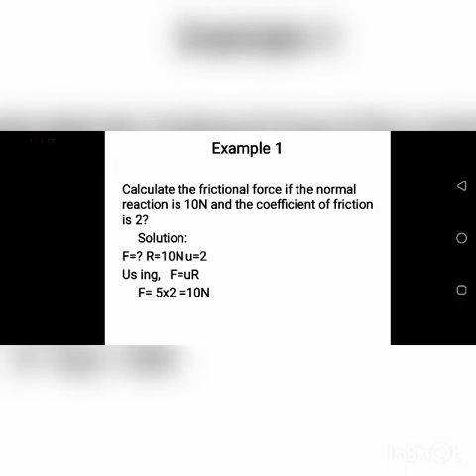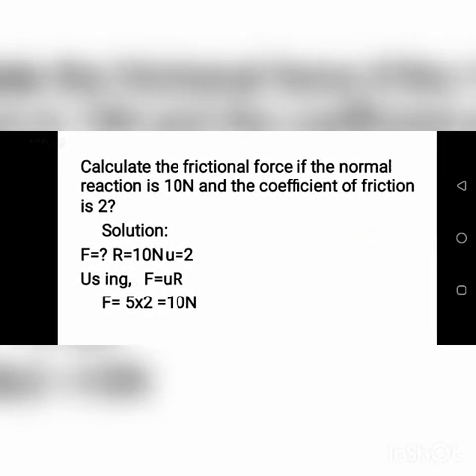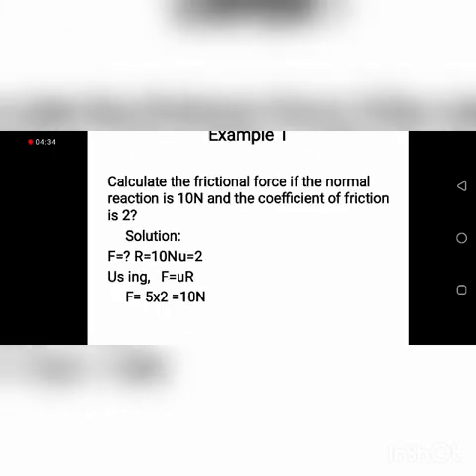Now, from the formula, you're able to do some simple calculation. Example 1. Calculate the frictional force if the normal reaction is 10 Newton and the coefficient of friction is 2. Solution. From this question, frictional force is unknown. Normal reaction, R, is 10 Newton, while mu, the coefficient of friction, is 2. So using the formula F is equal to mu R, the frictional force is equal to 10 times 2, which is equal to 20 Newton. So the frictional force is 20 Newton.